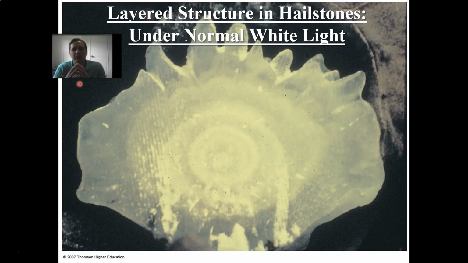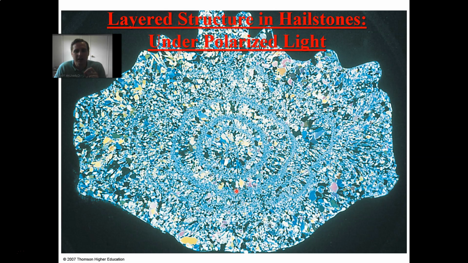Here's a nice example of using polarized light to give us more information about the structure of a hailstone. So here's what a hailstone looks like under normal white light. We see the layers of the hailstone. But then what happens if we take the hailstone and put it under polarized light? Look at this. We see the crystalline structure of the hailstone and a lot more about the ice crystal structure under the polarized light. So a lot more information is gained.